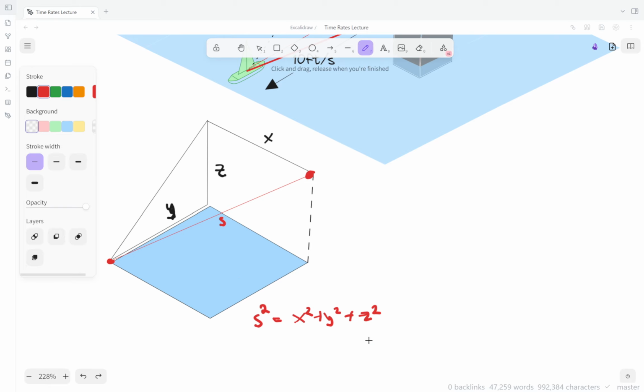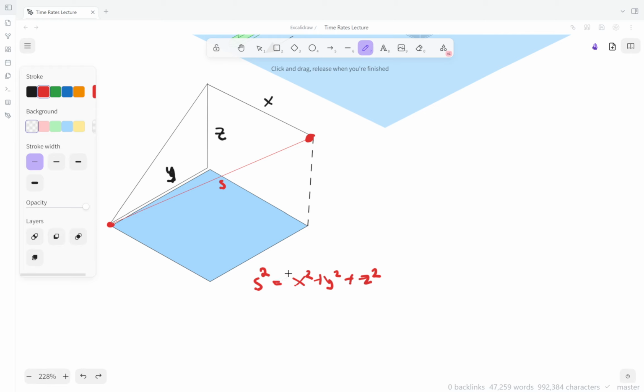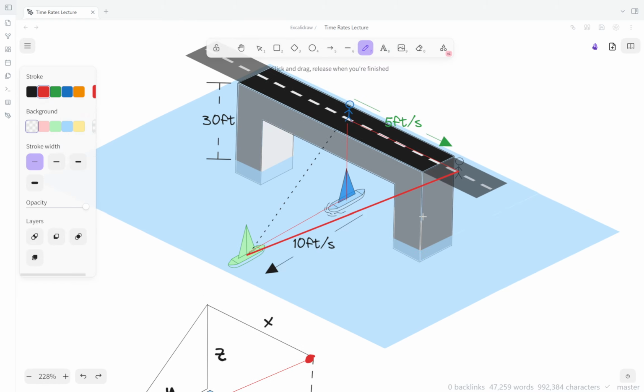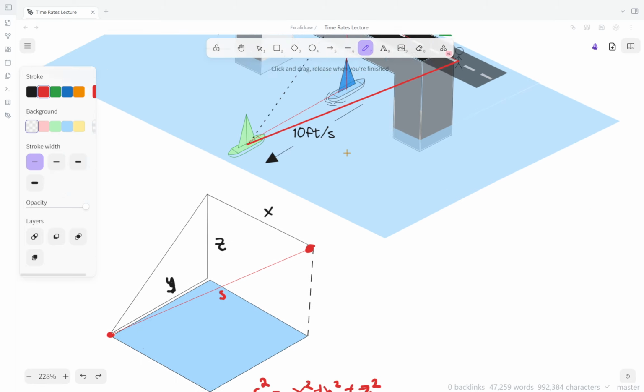Okay, I'm back. So as I'm saying, we can solve this by establishing the equation here: s squared equals x squared plus y squared plus z squared. This is just a three-dimensional version of the Pythagorean theorem. Now the next thing to do is to solve for the derivatives, just like what we did. But before that, notice that z here represents the height of your bridge. And for most bridges, just like this one, the height of the bridge doesn't change.